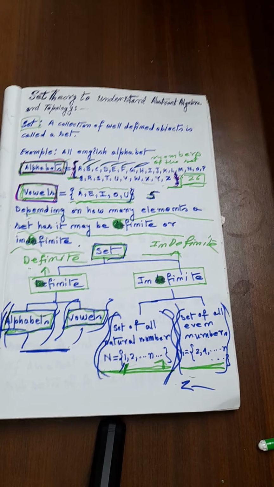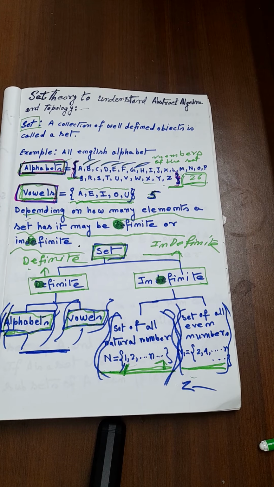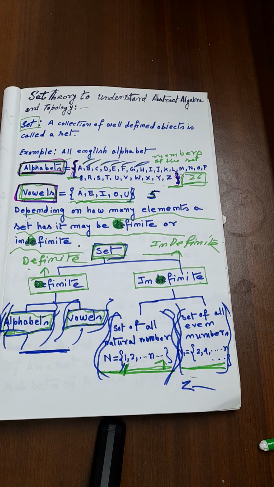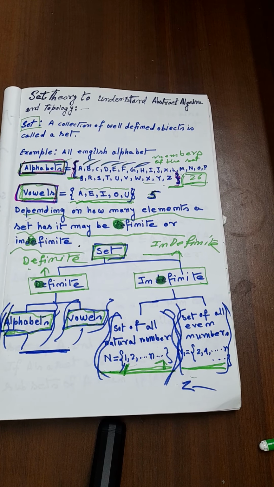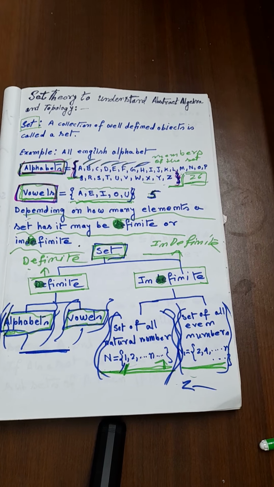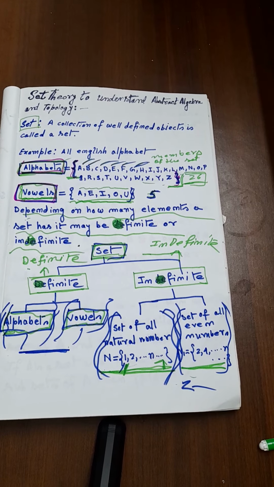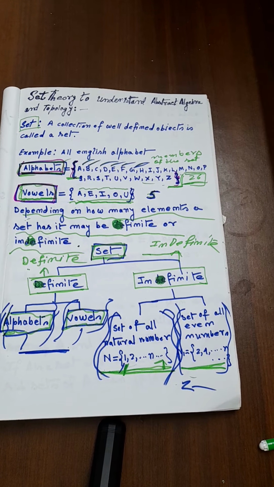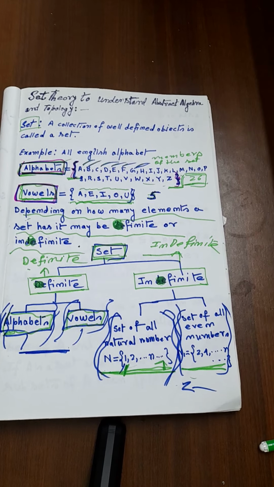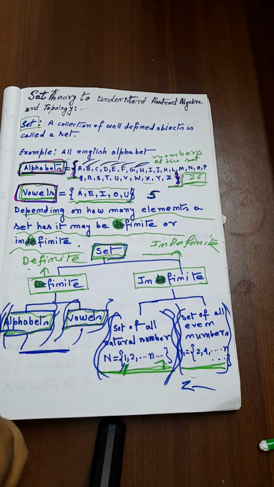Depending on how many elements a set has, it may be definite or indefinite, or you can say finite or infinite. There is no difference in terminology between finite and definite, and infinite and indefinite. So you can call it finite, you can call it definite, you can call it infinite, you can call it indefinite. So depending on how many elements a set has, it may be finite or infinite. What will be the example of finite sets?